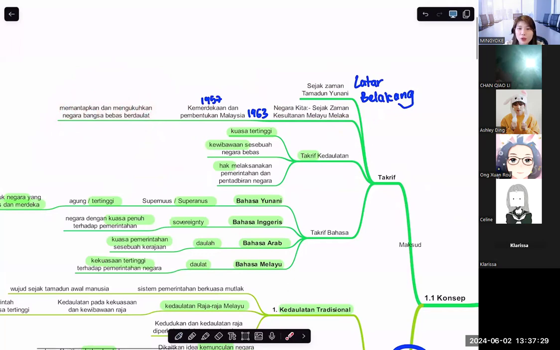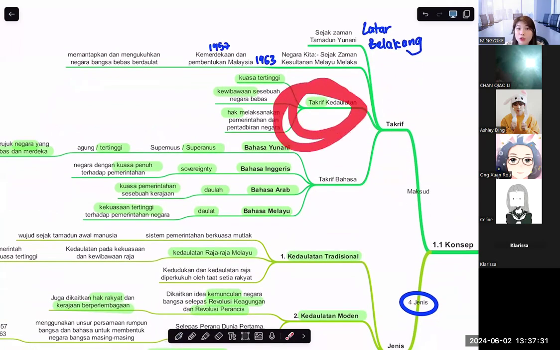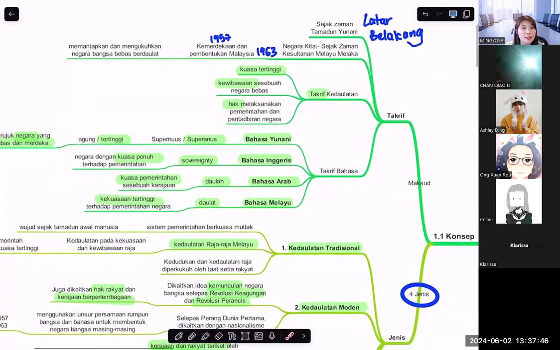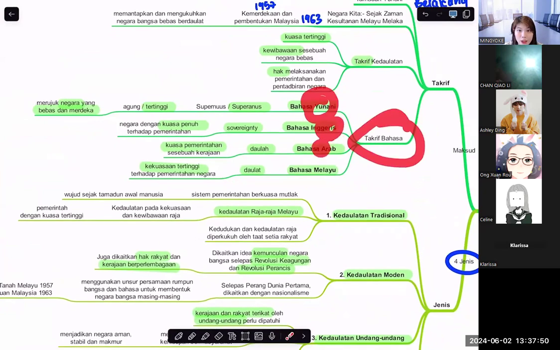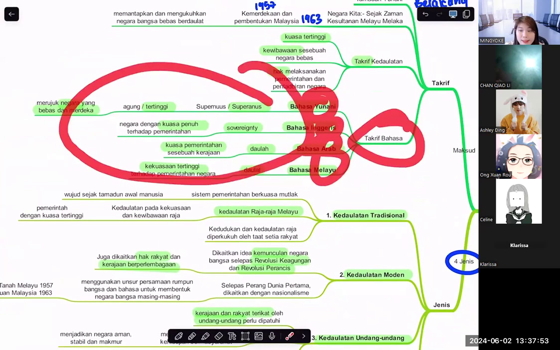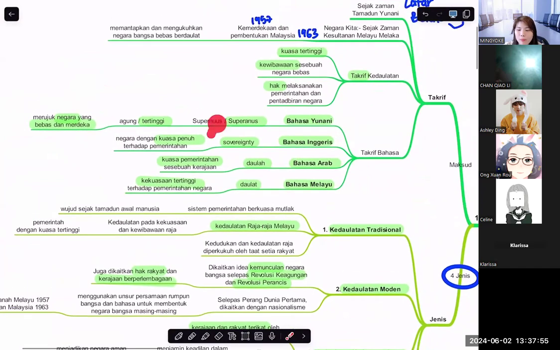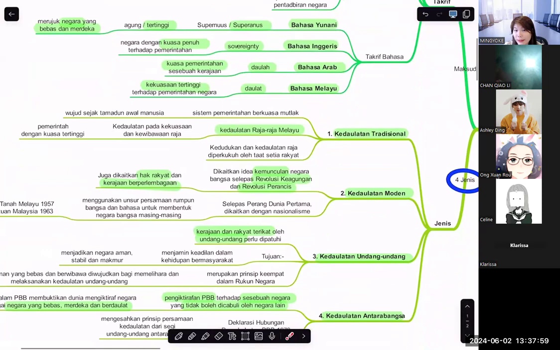So of course, the meaning of sovereignty is supreme power, authority, and rights. Supreme power, authority, and rights. Understand? Of course, in this case, according to Bahasa Yunani, English, Arab, Melayu, there are also different meanings. Same, come back to supreme power, authority, and rights in the government.